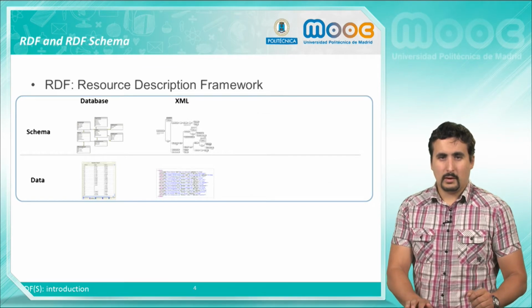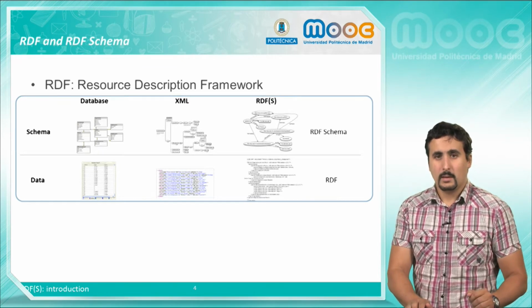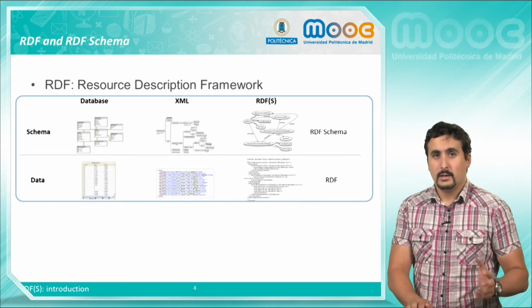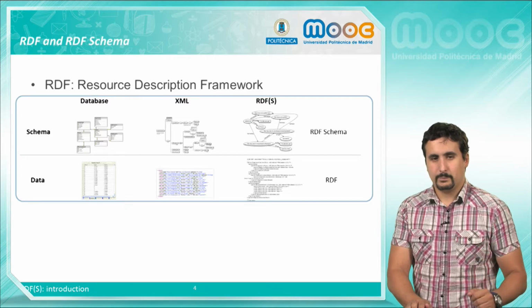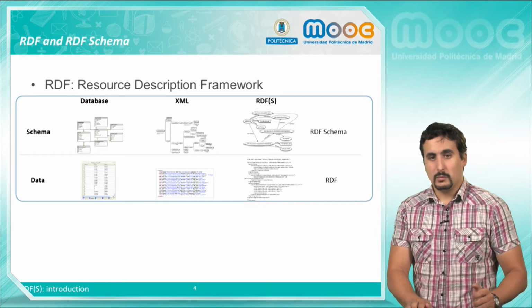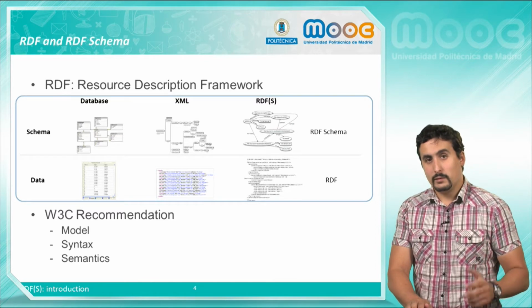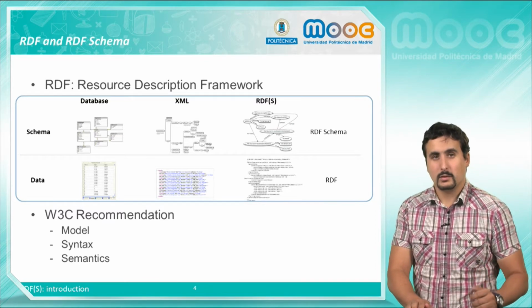When working with RDF and RDFS, we have the schema defined by RDF schema, and the data is stored in triples in RDF. In both cases, as we will see, we can choose between different serializations, all of them provided as recommendations by the W3C.